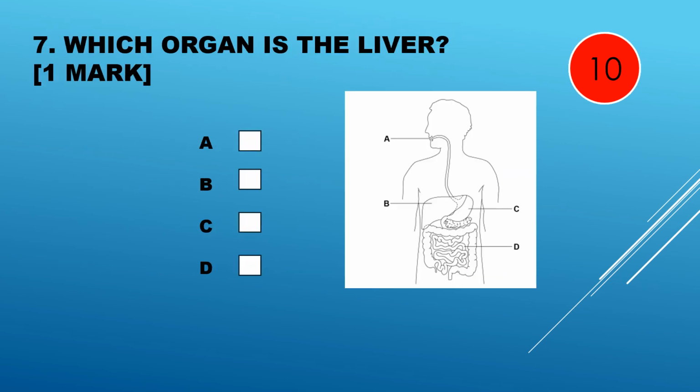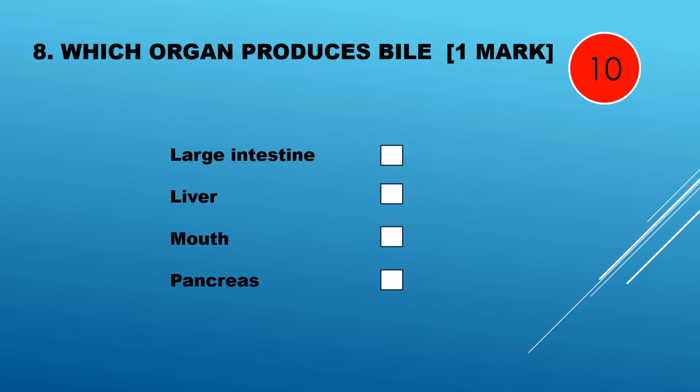Question 7. Which organ is the liver? A, B, C or D? It's B. Question 8. Which organ produces bile? Large intestine, liver, mouth or pancreas? Bile is made in the liver.